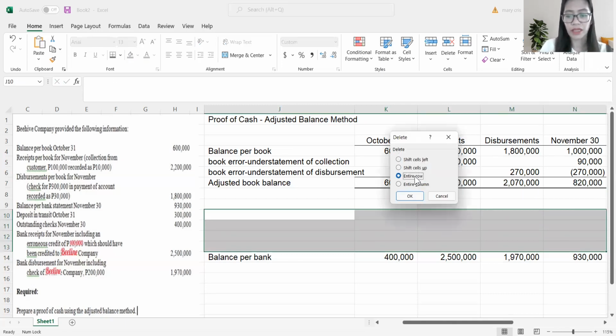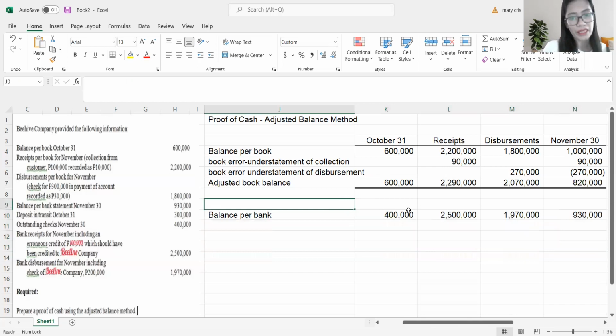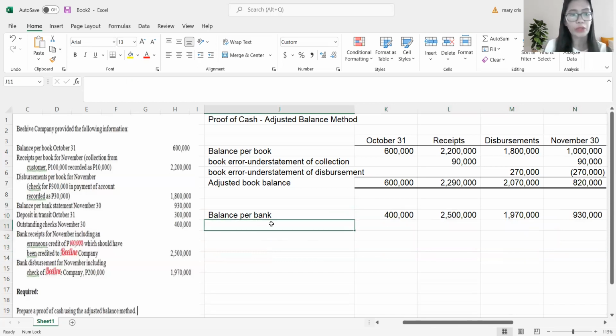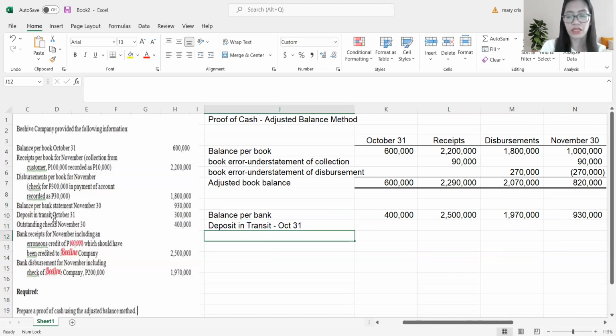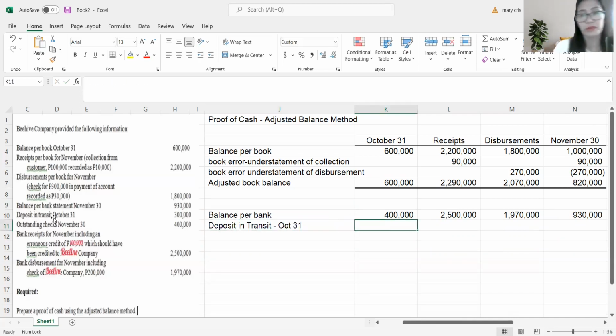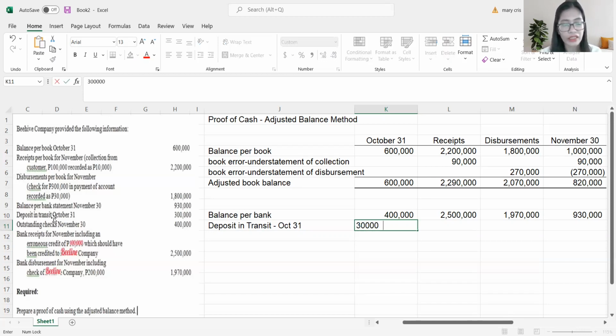Okay, so proceed tayo sa bank. So for bank naman na balance, we have here already. Ano-ano ba yung mga bank reconciling items? So una siguro, let's have muna the deposit in transit. So our deposit in transit is given nung October 31. So let's try to analyze its effect na. So kung October 31 yan, of course, we are going to add it na to our balance per bank. So you have 300,000.